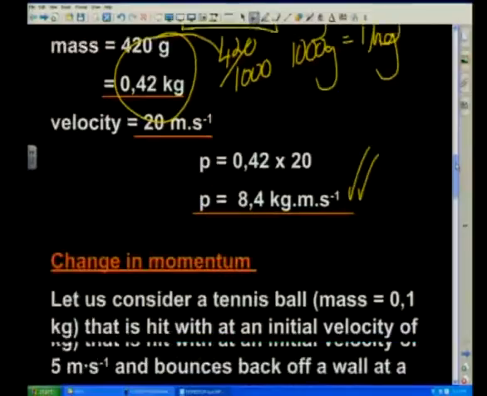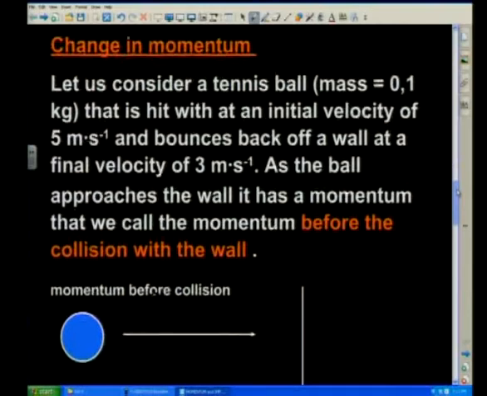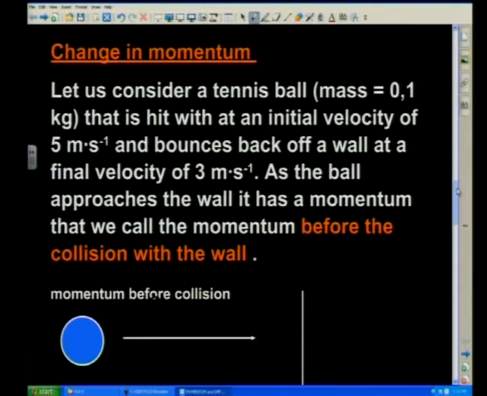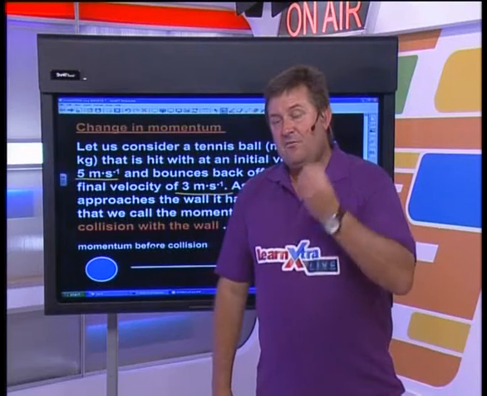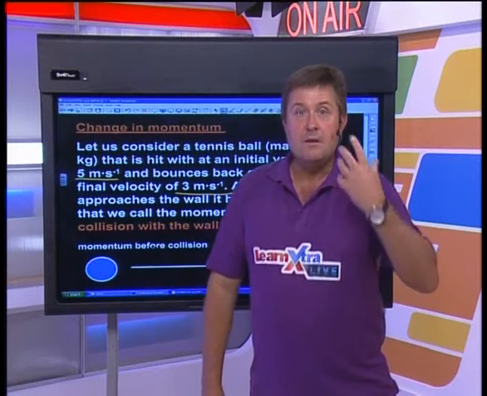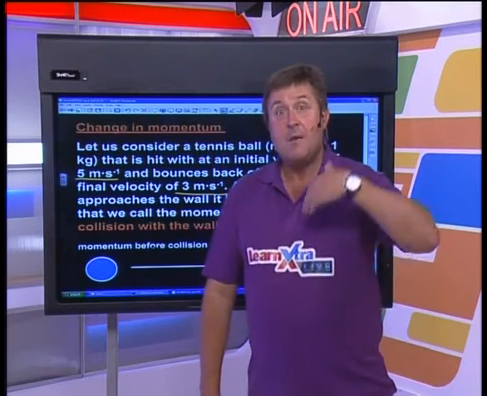What I've got over here is a little situation. Let's consider a tennis ball with a mass of 0.1 kilograms that is hit with an initial velocity of 5 meters per second and bounces back off a wall at a final velocity of 3 meters per second. Can you see, guys, that the velocity has changed? We have a change in velocity, and if we have a change in velocity, we must have a change in momentum.